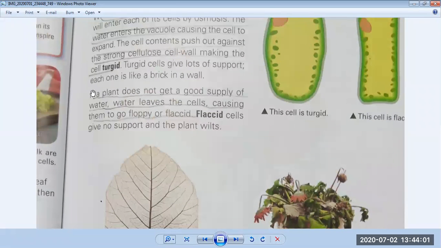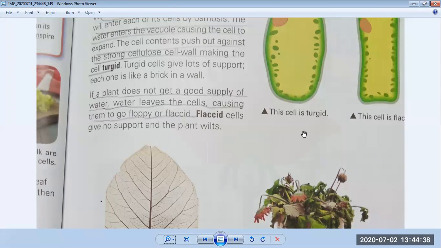But there is another term: if a plant does not get a good supply of water, if it is getting less water, if it is not getting proper water, what will happen? Water leaves the cells, causing them to go floppy or flaccid. Flaccid means it has no strength, it will lose its shape. So flaccid cells give no support and the plants wilt. Wilt means it looks as if it is dying out. Okay, it has no stability in it.